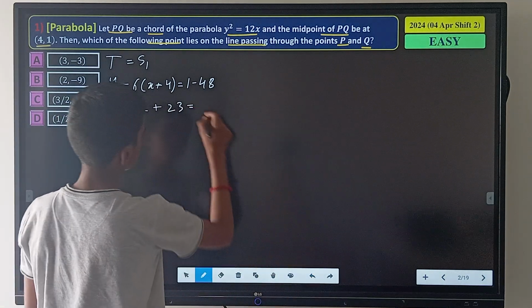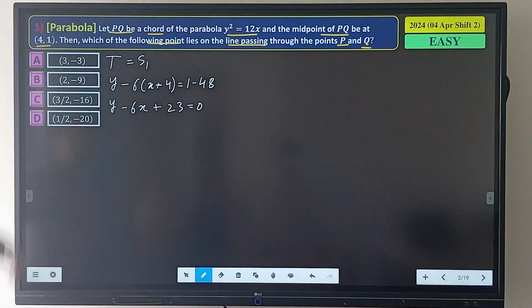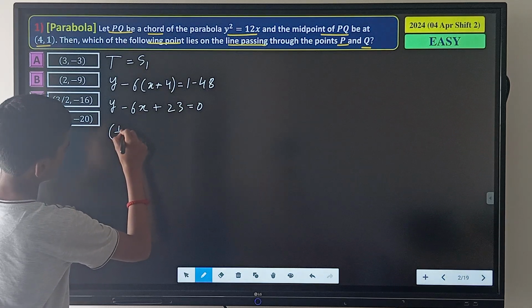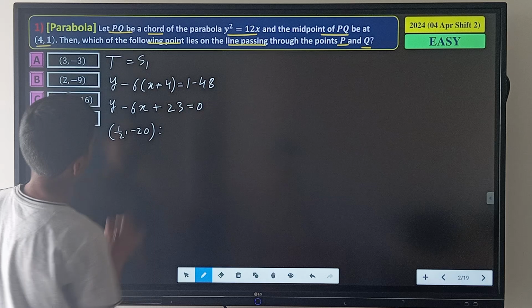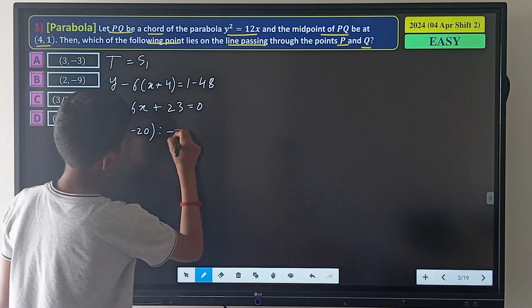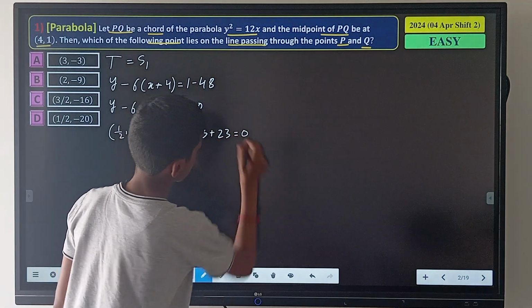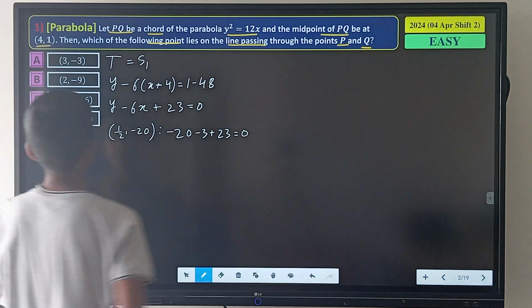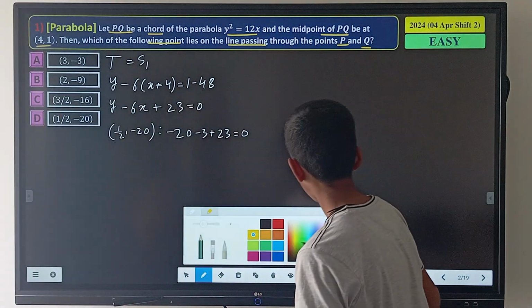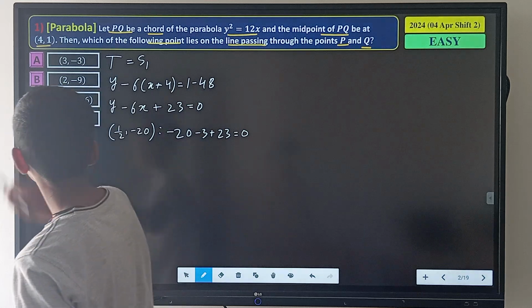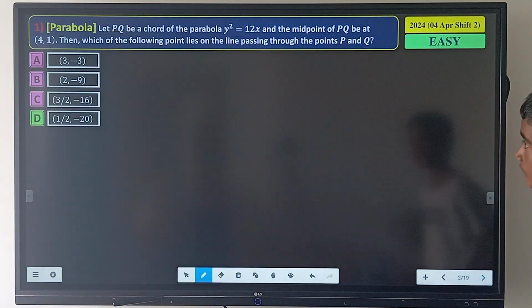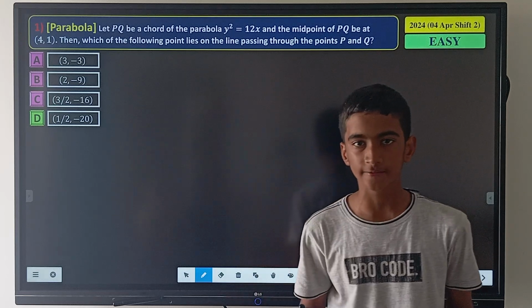Now when I see all the options, I can clearly see that option D satisfies this line. I can show you, 1 upon 2 comma minus 20. We will get minus 20 minus 3 plus 23, which is equal to 0. So option D lies on the line. So our option D is correct. And here is the solution and you can see that our answer is correct.